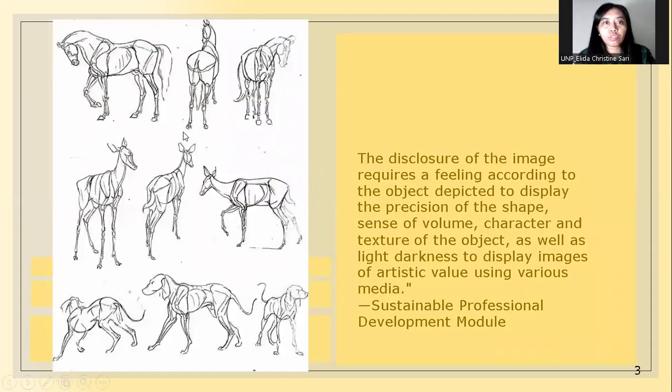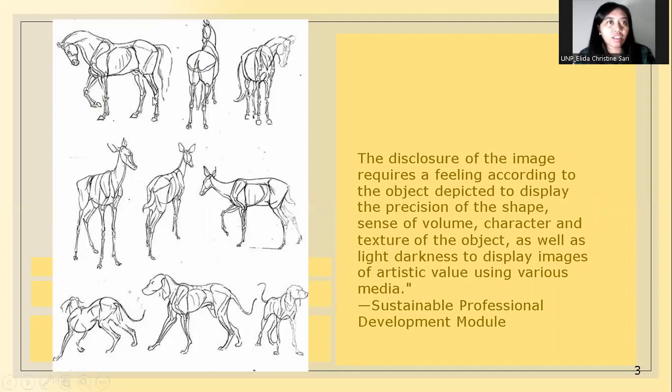Now we move to this. Disclosing the image requires a feeling according to the object depicted, to display the precision of the shape, sense of volume, character, and texture of the object, as well as darkness, to display the image with artistic value using various media.